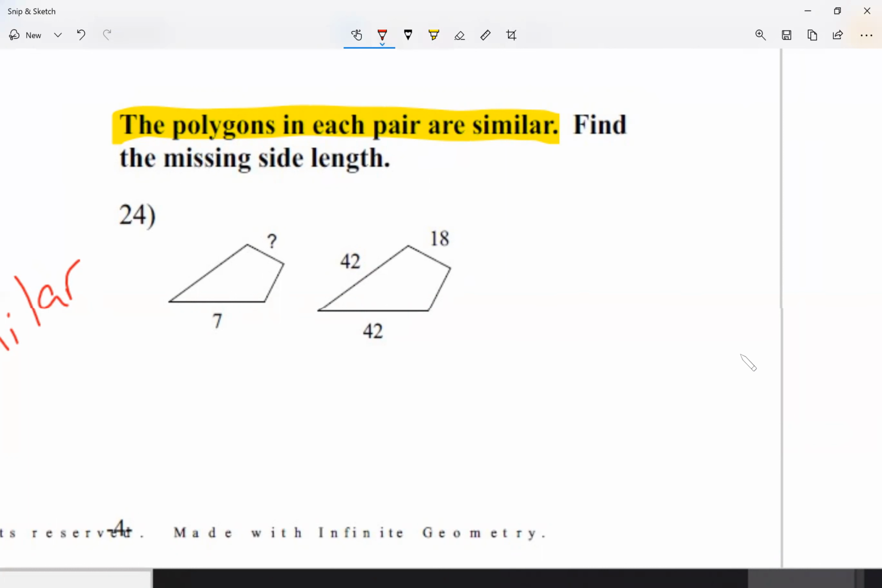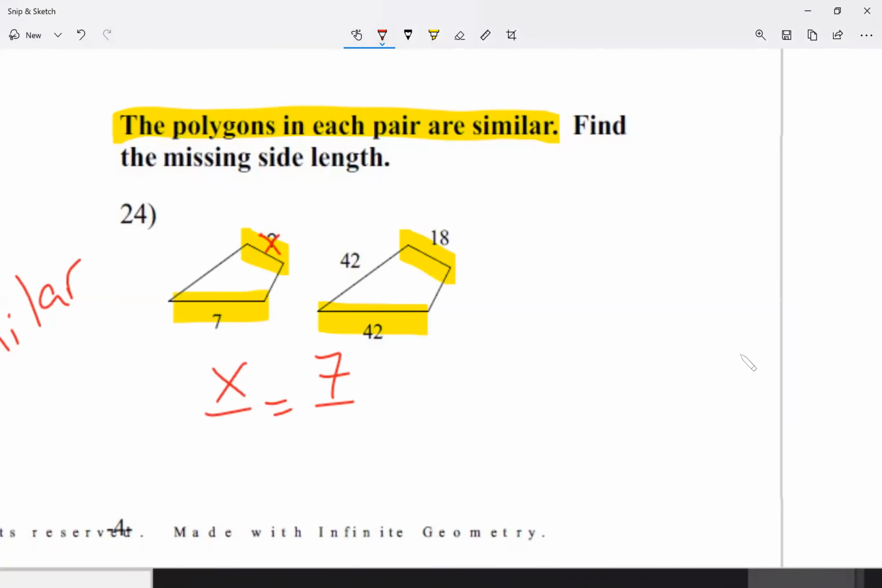All right, that question mark, I call it X. So on the small figure, on the figure on the left, I'm going to be using the measurement X and 7. Now, X is corresponding with 18 and 7 is corresponding with 14. So X goes with 18 and 7 goes with 42.